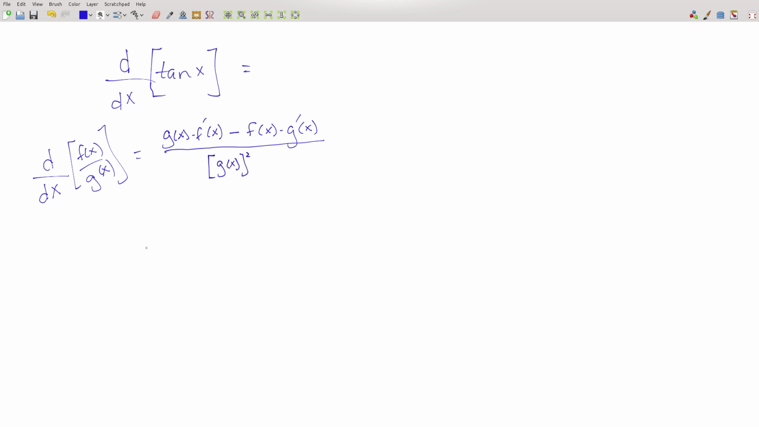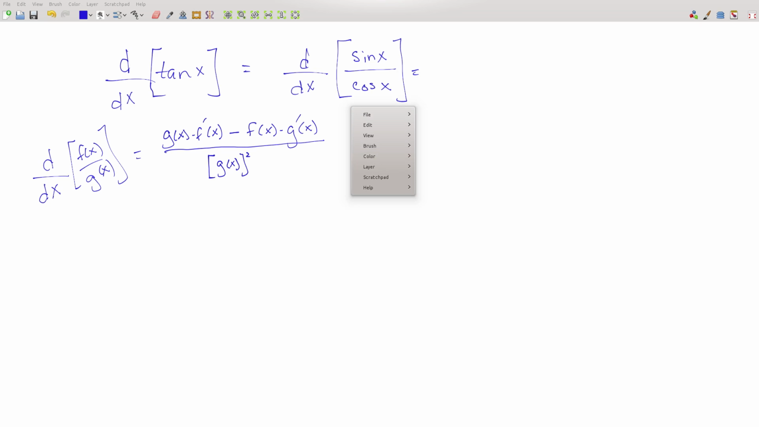What we're going to do is use this quotient rule and apply it to finding the derivative of the tangent of x. Can you see why? What two functions can we divide to end up with the tangent of x? I'm hoping you can see that the derivative of the tangent of x should be the same as the derivative of the sine of x over the cosine of x. So let's use the quotient rule.